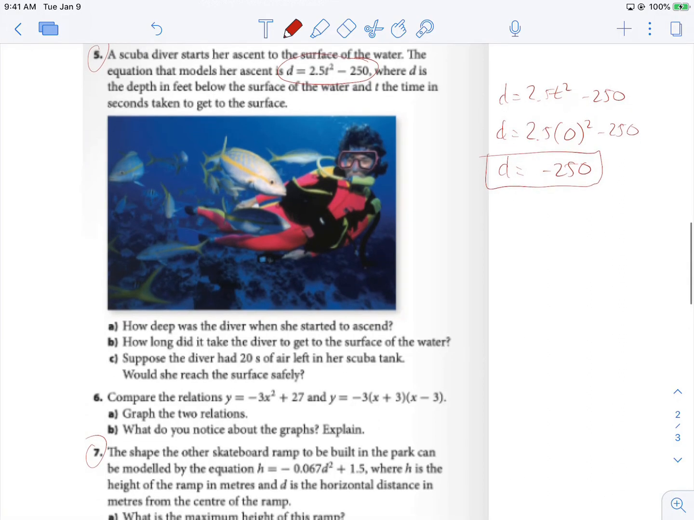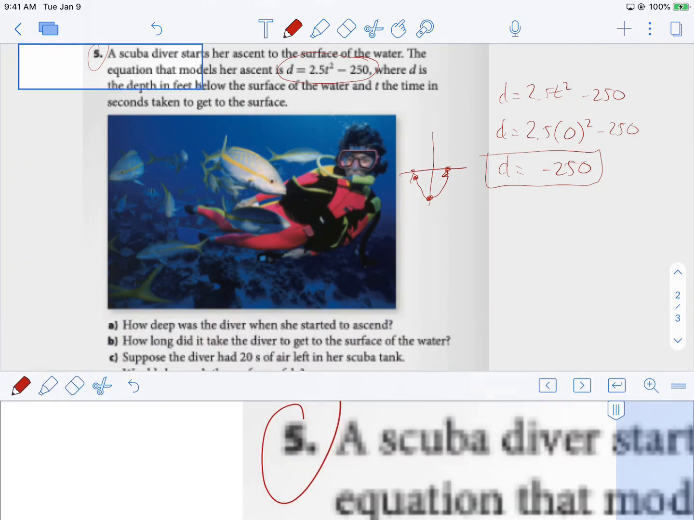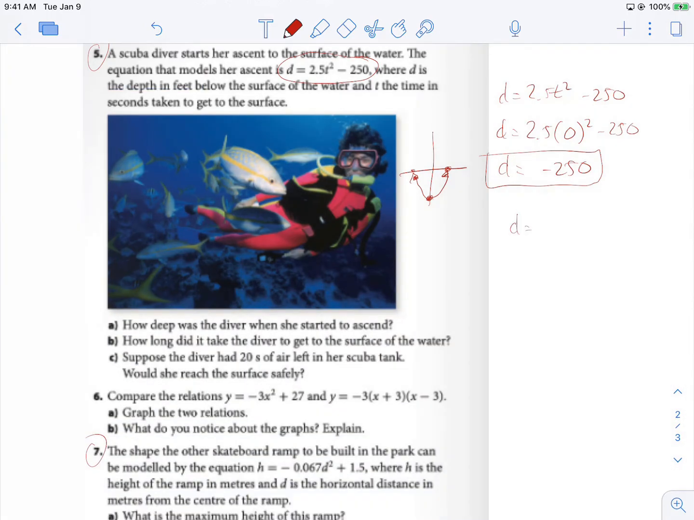Okay. How long did it take them to get to the surface of the water? Well, here's our graph. We started at negative 250 and we hopefully move up until we eventually hit the surface of the water. So that means we're going to be looking for some zeros. So let's do some factoring. d equals 2.5 t squared minus 250. We'll take out that 2.5 and we're left with t squared minus 100, if we divide that by 2.5.